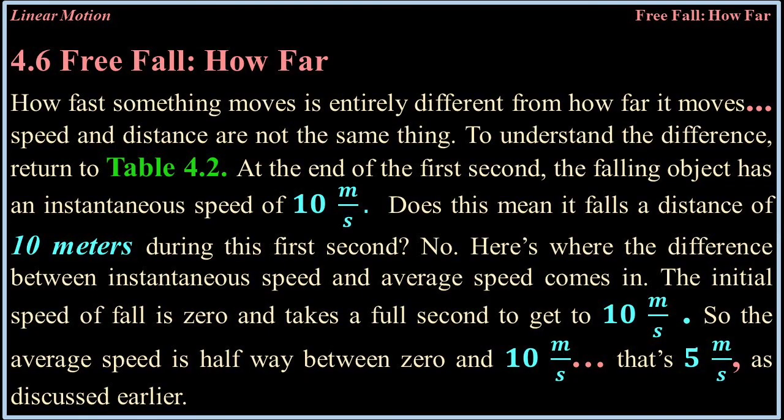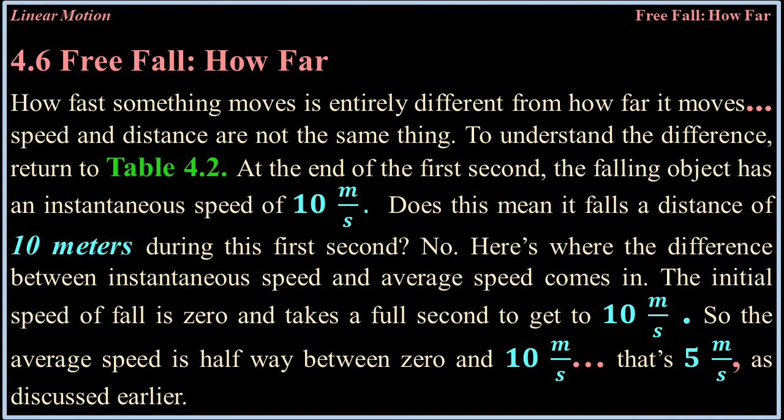4.6, free fall: how far? How fast something moves is entirely different from how far it moves. Speed and distance are not the same thing. To understand the difference, we turn to Table 4.2. At the end of the first second, the falling object has an instantaneous speed of 10 meters per second. Does this mean it falls a distance of 10 meters during the first second? No. Here's where the difference between instantaneous speed and average speed comes in.